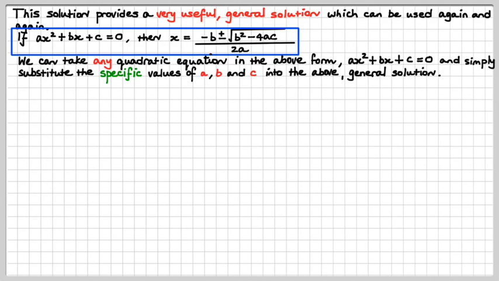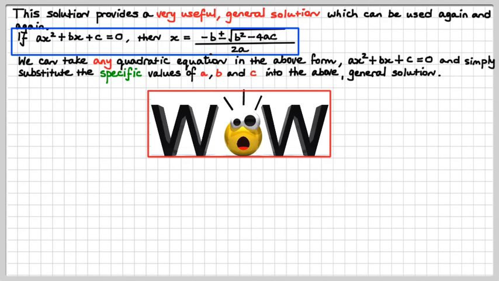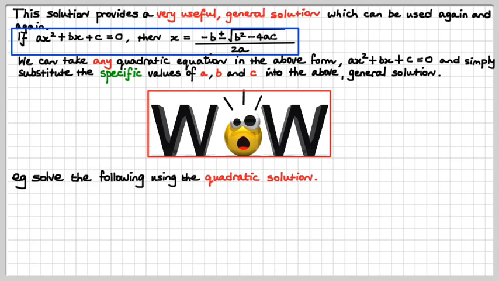So we can take any quadratic equation in the above form, as I said, ax squared plus bx plus c equals 0, and to simplify, simply substitute the specific values of a, b and c into the above general solution. I know it's too good to be true, but wow, that's for sure. It's a big wow, guys.